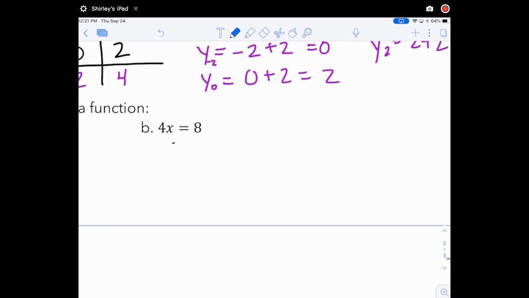Okay, so we have our last equation here, which is really weird compared to all of the ones we've seen before. The only variable I have here is my x, which is my input, and I'm given no output. So we're going to look at what this means.